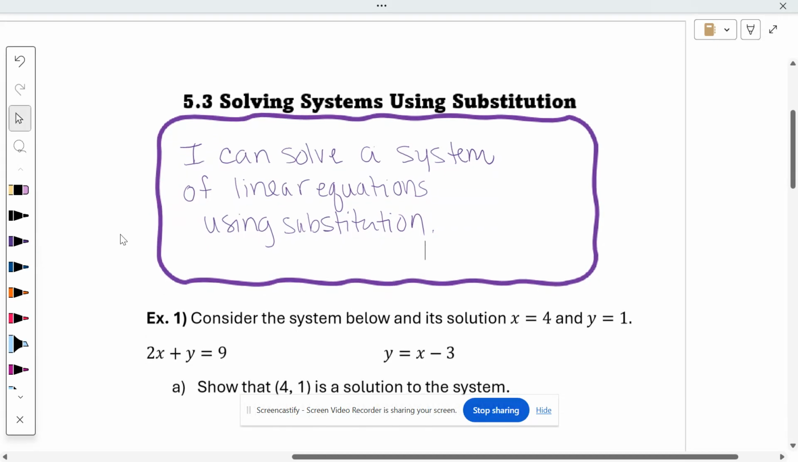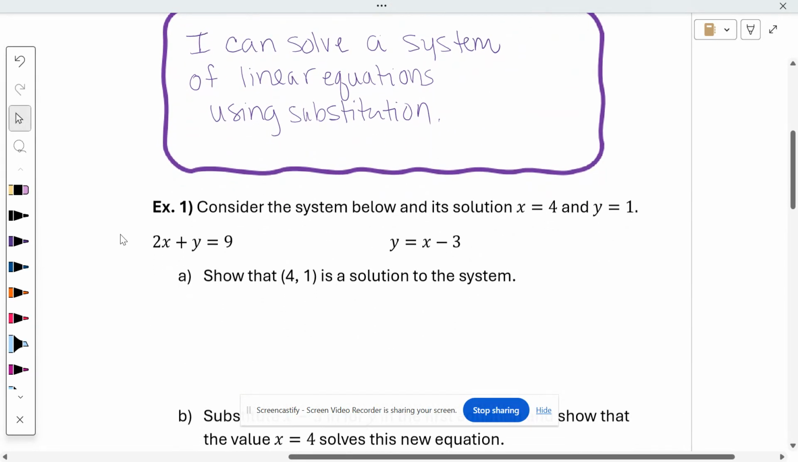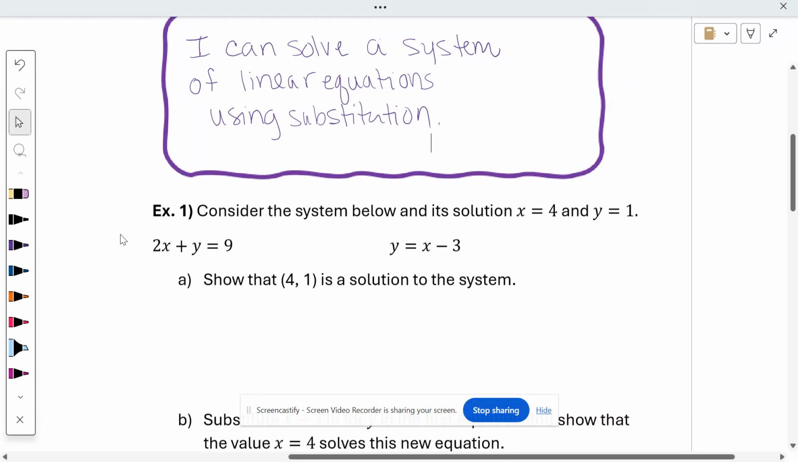All right, so this first example, example 1, says consider the system below and its solution, x equals 4 and y equals 1. The system, 2x plus y equals 9, and y equals x minus 3. We're going to show that 4, 1 is a solution to the system. So we do that by just substituting in the values of the variable. So this is my x, and this is my y.